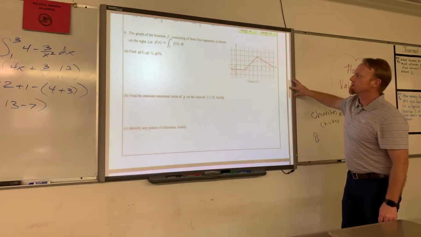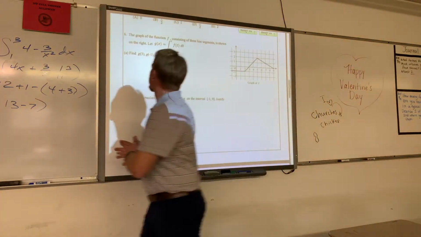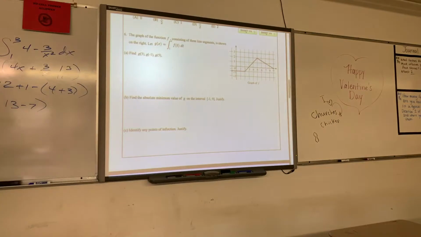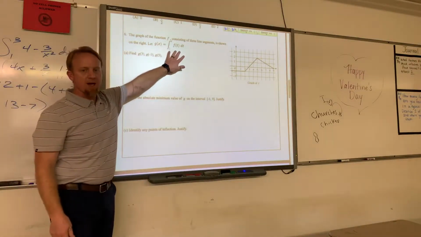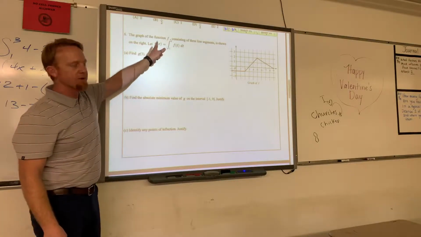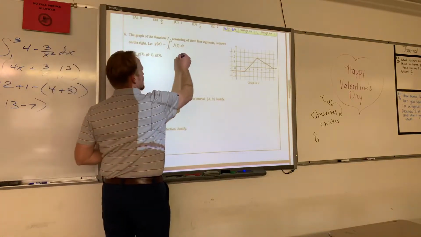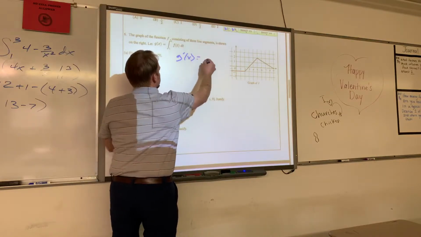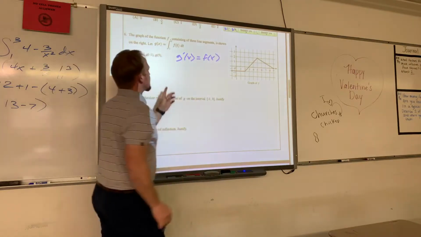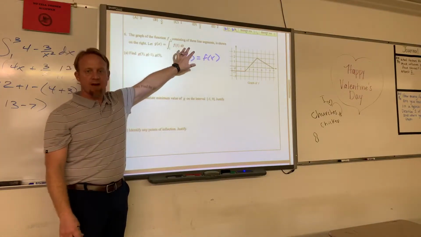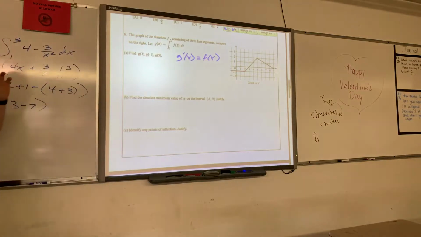We will stay over here on the smartboard since we've got a graph. Graph of f consisting of 3 line segments is shown. On the right, let g of x equal that integral. It's probably a good idea, anytime you have a function defined by an integral, to take the derivative of both of these. The derivative of g of x is g prime, and the derivative of this integral is f of x. You're more than likely going to use that later on in the problem.